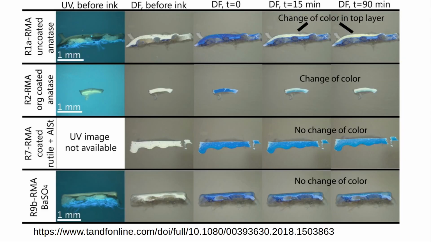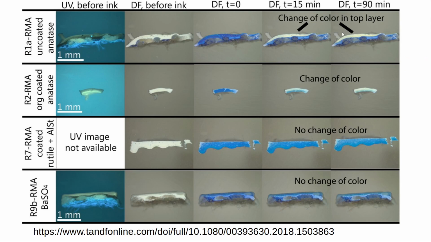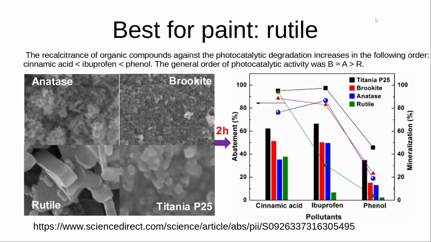Over here, you can see it was only 90 minutes. Here, it was 2 hours. And we want our paint to last for decades. So even though the rutile has only a very low catalytic activity, it still has activity. So over here, I think they simply didn't wait long enough. If you wait long enough, all the types of titania will have photocatalytic activity.